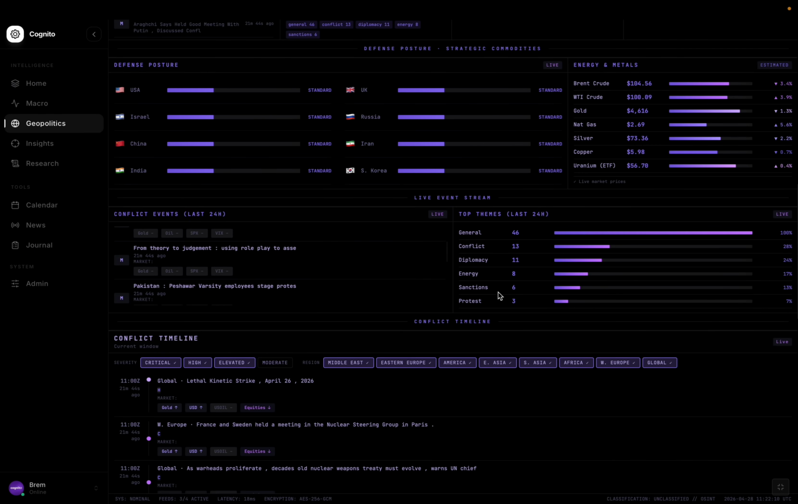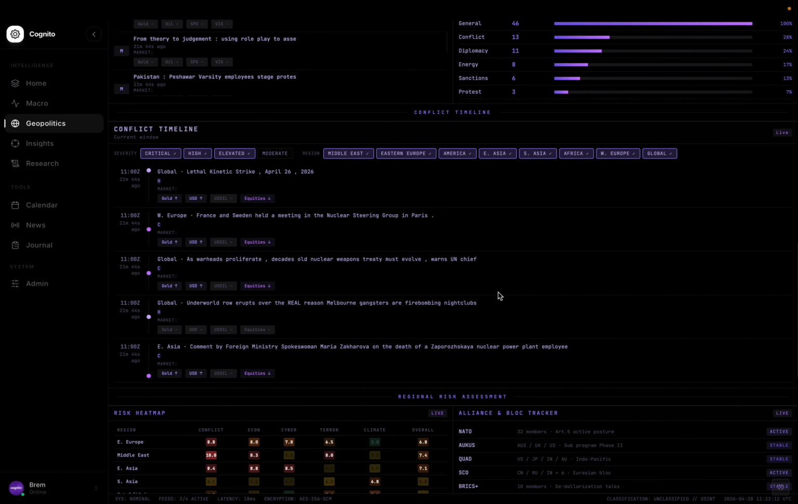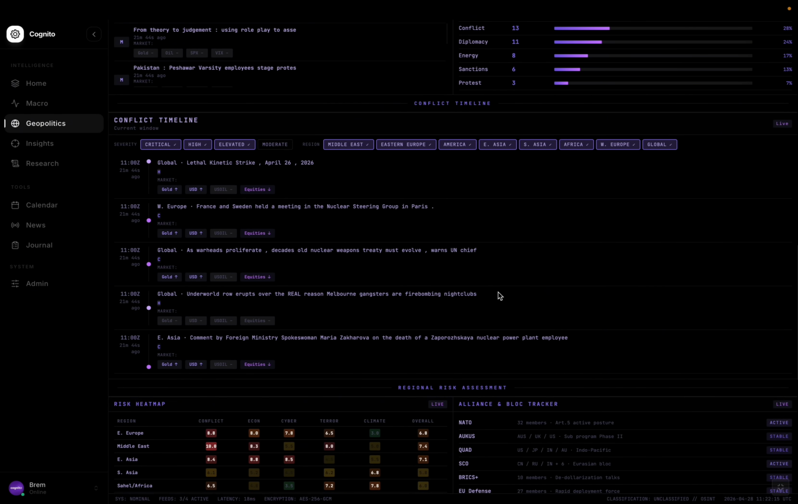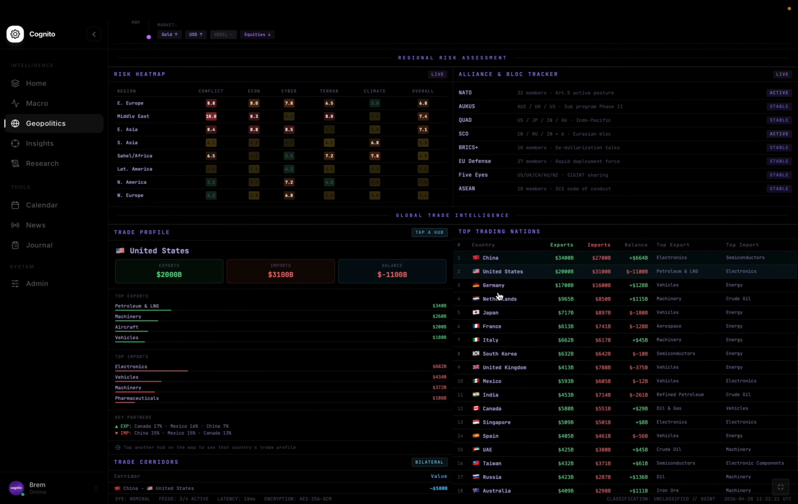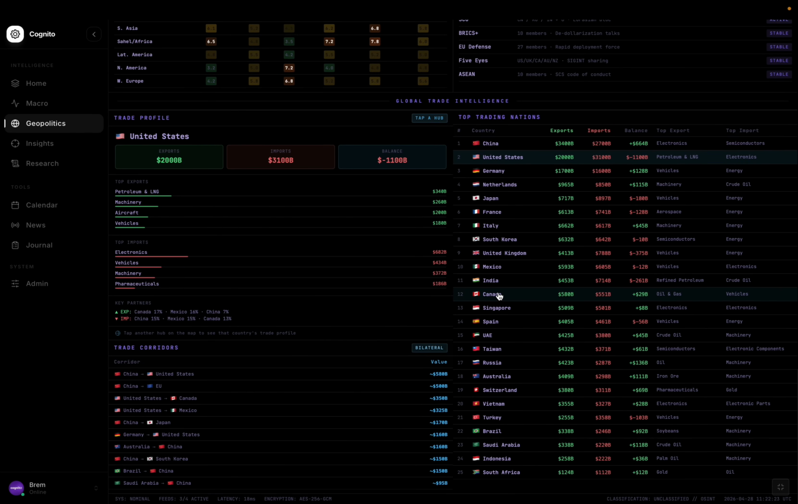If you scroll further down, we actually have a conflict timeline, so you can see all the news events in live time. And then finally at the bottom, we have a risk heat map, the alliances, and then top trading nations. So you can see these are the top 3 importers, top 3 exporters of specific countries, what they actually import, what they export.